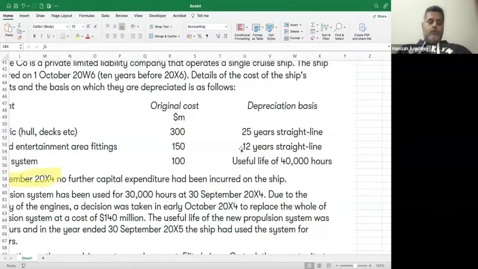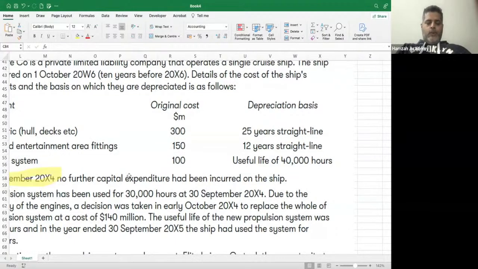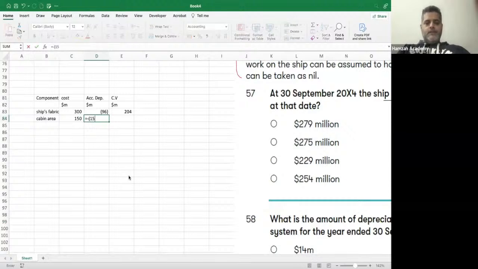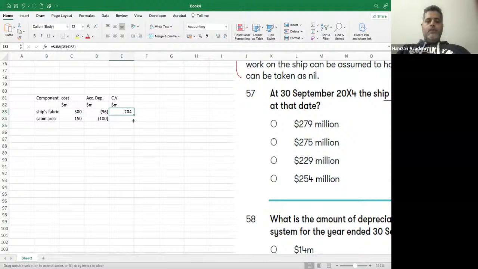Done. So in this case, this is 150 and 12 years. So I'll write 150. And as far as the depreciation is concerned, this is going to be 150 divided by 12, the total life, multiplied by 8. That is the time period which has passed. So when I do so, I get 100 million as the accumulated depreciation. And here, the carrying value is going to be 50 million.